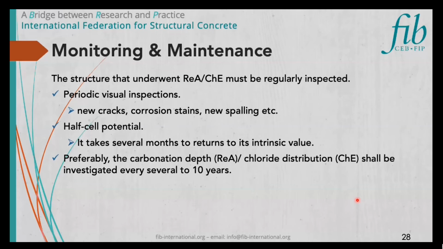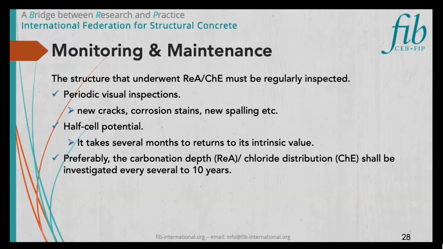The structure that underwent realkalization or chloride extraction must be regularly inspected. The most basic item is a visual inspection. New cracks, corrosion stains, new spalling must be checked periodically.